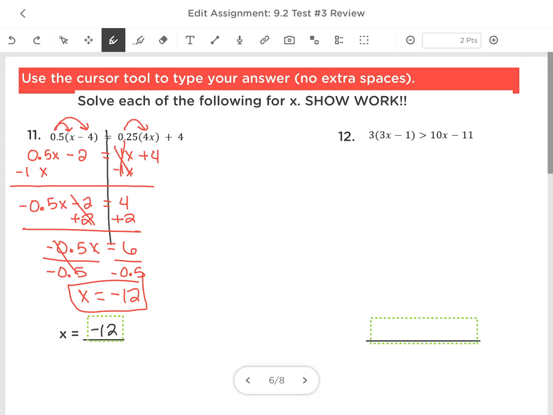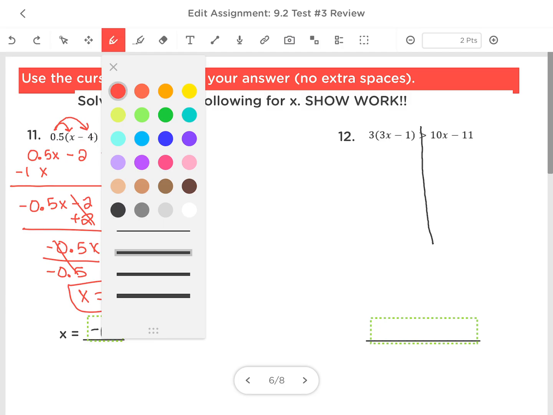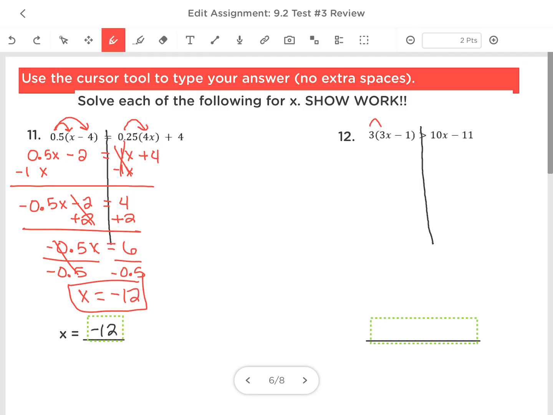So looking at the next one, it's an inequality. So when you type it in, we have to make sure that we have the inequality typed in. So we need to start by distributing. 3 times 3x is 9x. 3 times negative 1 is negative 3, is greater than 10x minus 11.